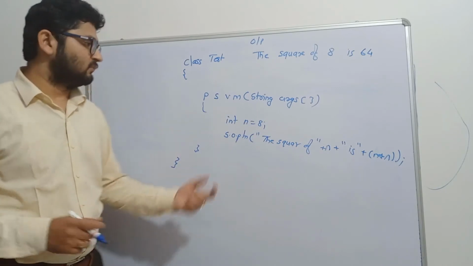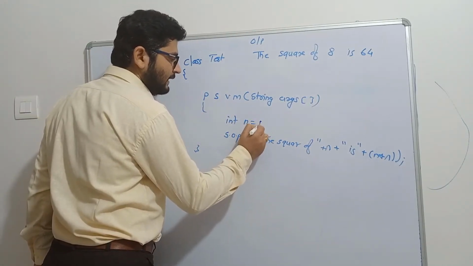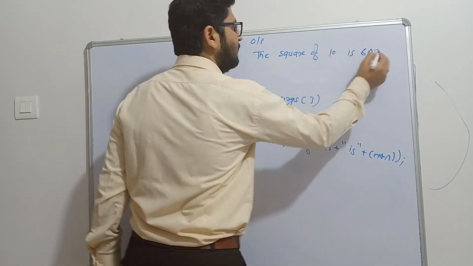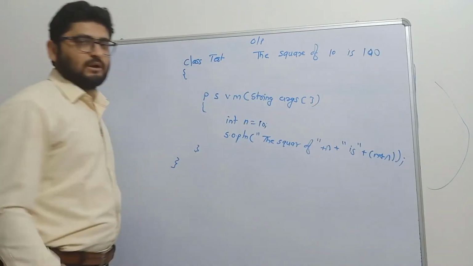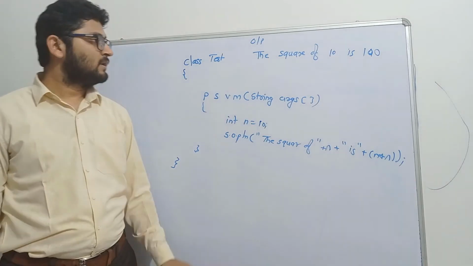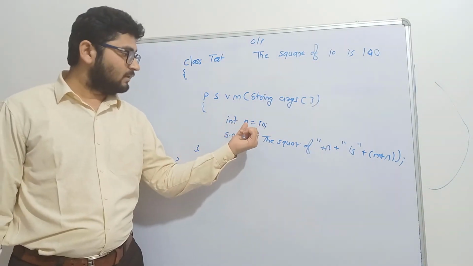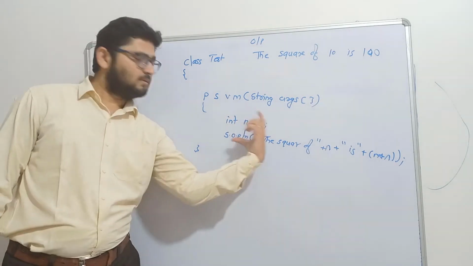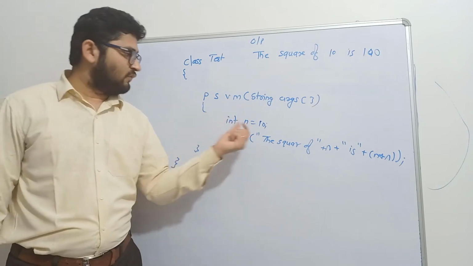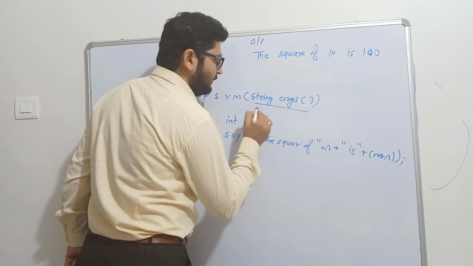So what you have to do is go back to this program and change the value of n to 10, so that it will print the square of 10 is 100. Again, if you want to find the square of any other number, you have to change n to that number. Why is it happening? Because the value of n in this main is hard coded. So to customize this value of n, we are going to use the command line argument.